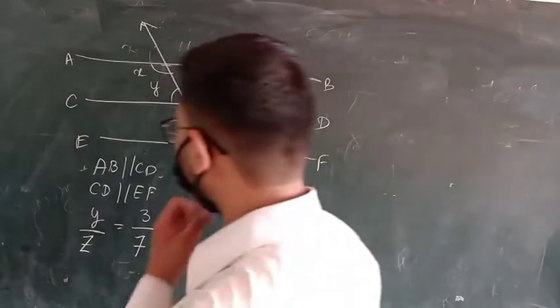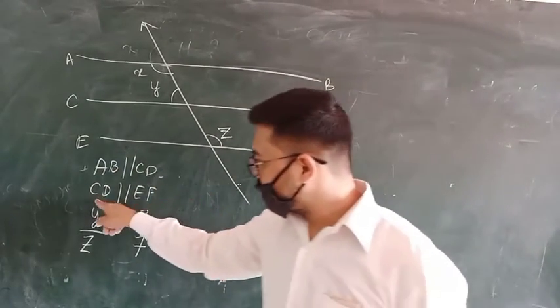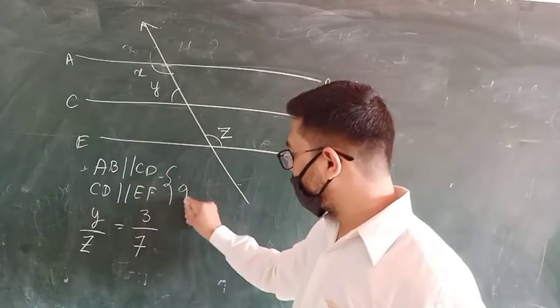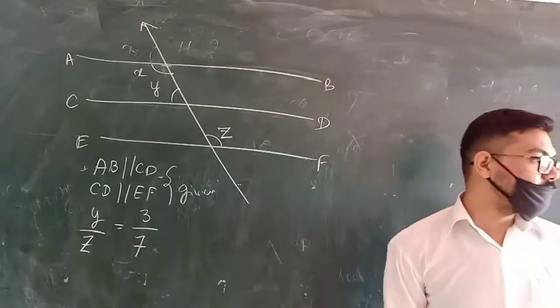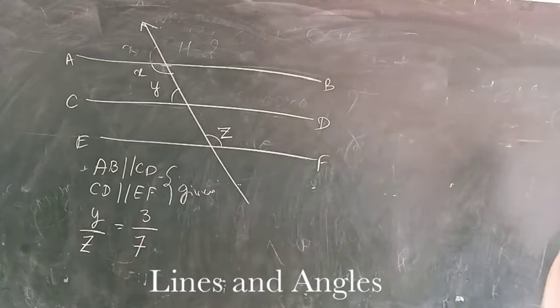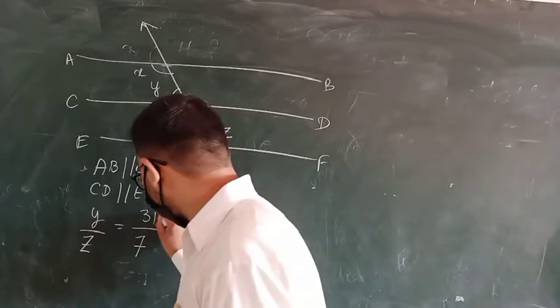Now the question is: AB is parallel to CD, CD is parallel to EF. These two are given in the question, as well as Y and Z. The ratio of Y to Z is equal to 3:7. Now, if a ratio is given to you, you can multiply by K.